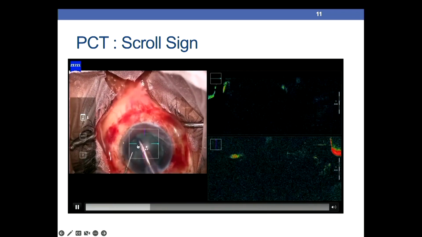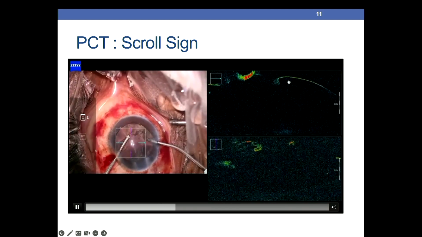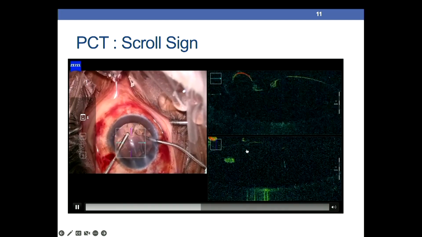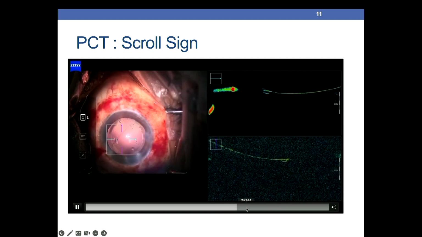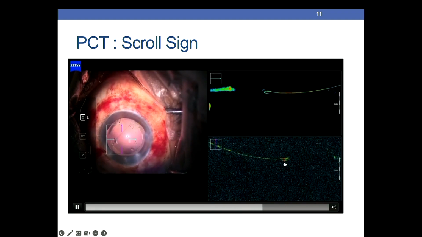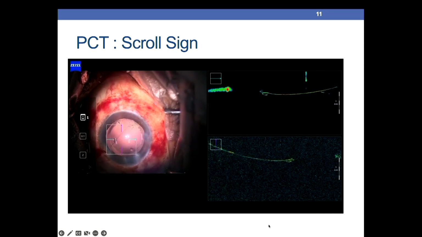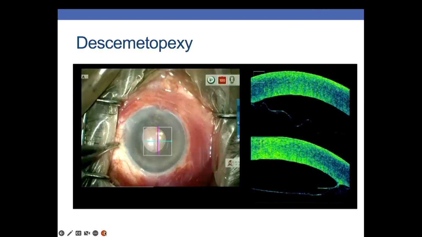And just at this point, there was a rent which occurred, and when this rent occurs, you can actually see the scroll of the PCR. So when the scroll of the PCR is concave, you know that this is not a complete vitrectomy which has been done. Once you do the vitrectomy, the scroll of the PCR, which is called the scroll sign, will become concave, and then you know that the vitrectomy has been done because the scroll is now looking at the vitreous and not looking at the cornea.